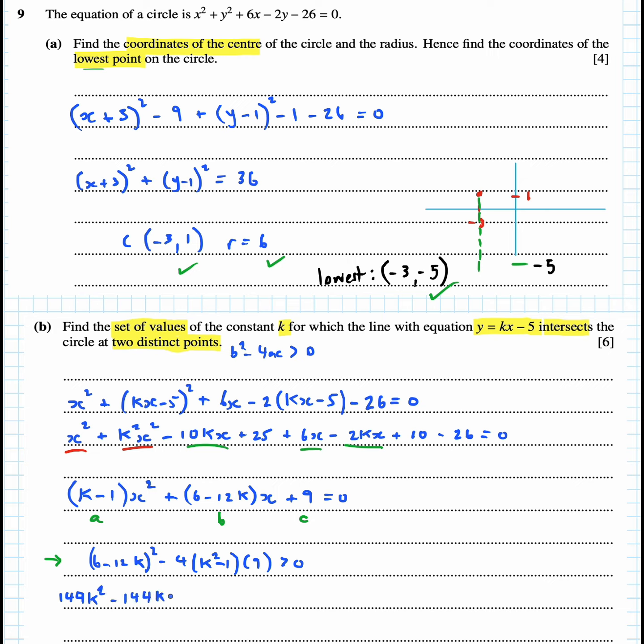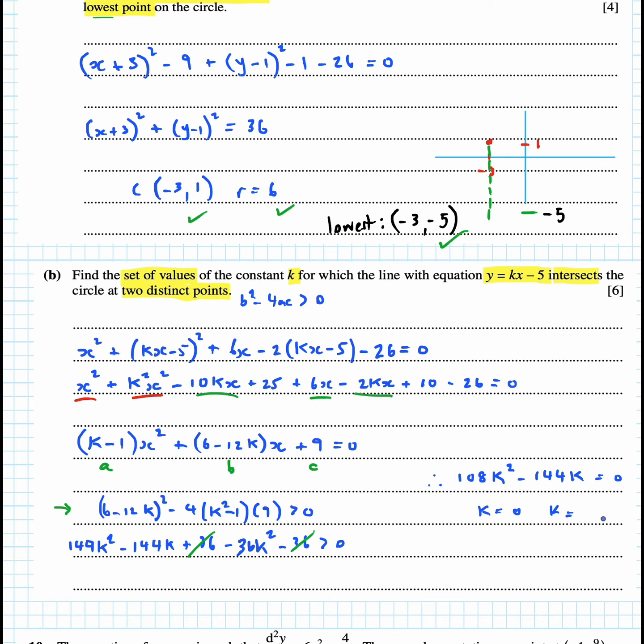and multiply it all out. 144k squared minus 144k plus 36. 36k squared minus 36 is greater than 0. So cancel out your 36. We'll end up with 108k squared minus 144k is equal to 0. So k is equal to 0. In that sense, we also divide 144 on both sides and square it, you'll get 4 over 3. So k is less than 0 and k is greater than 4 over 3, because we're dealing with, of course, a set of values for the constant.